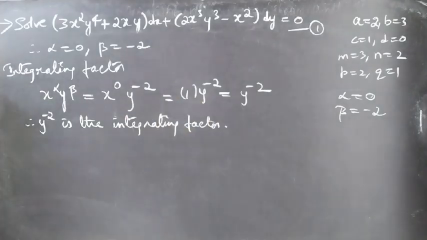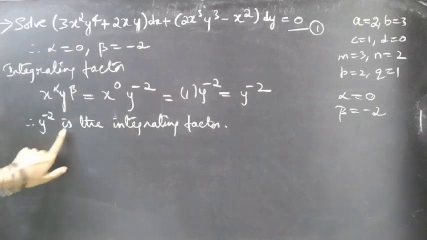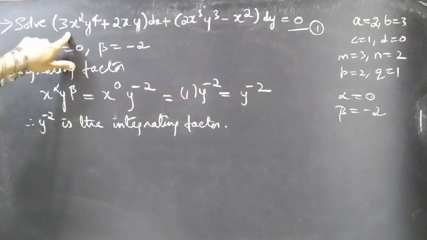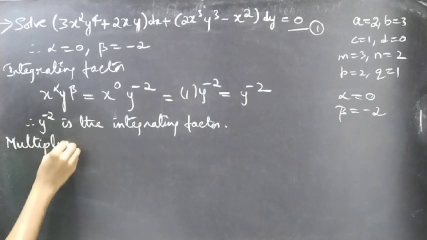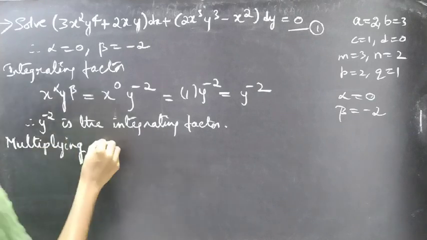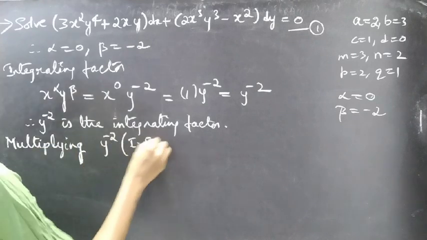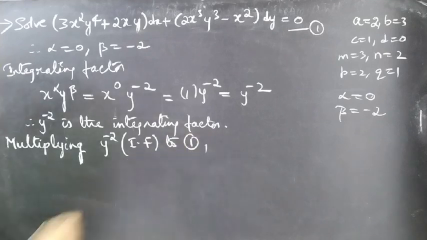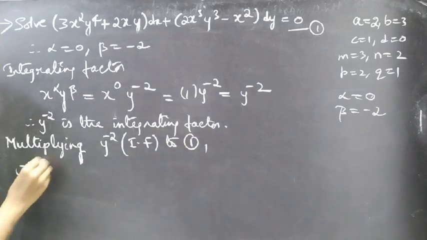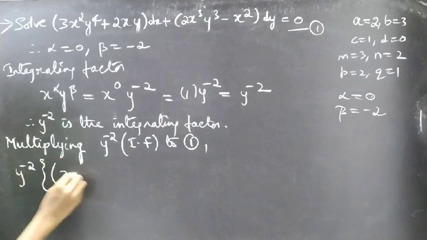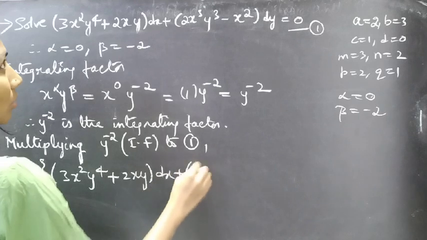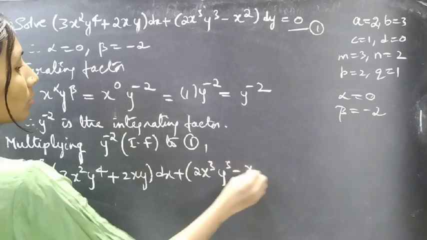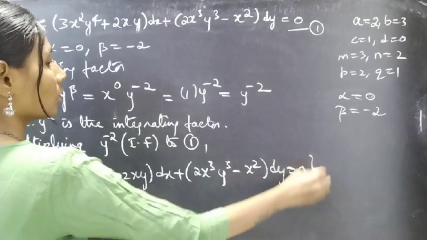Now multiplying this integrating factor to equation 1. By multiplying this integrating factor to equation 1, the equation 1 will be reduced to an exact equation. Okay, multiplying y power minus 2, which is an integrating factor, to equation 1. Then you'll get y power minus 2 into (3x square y power 4 plus 2xy) dx plus (2x cube y cube minus x square) dy equal to 0, right?